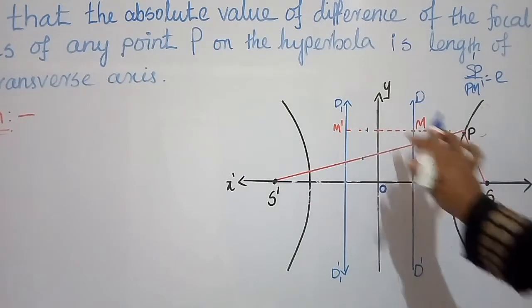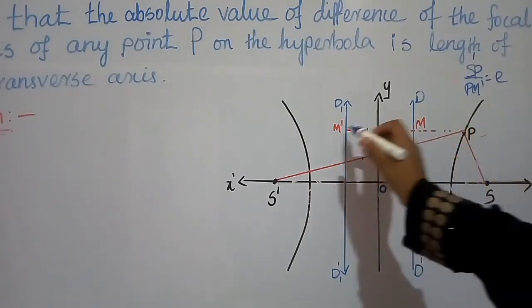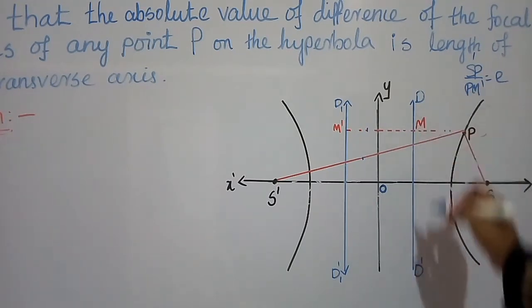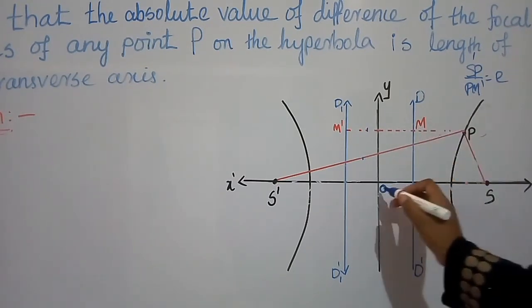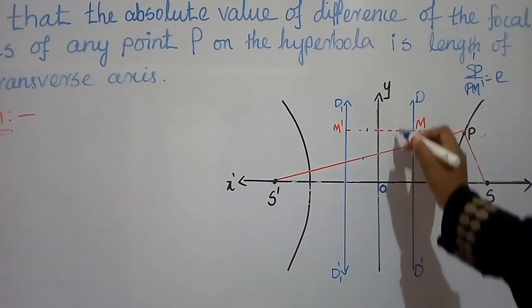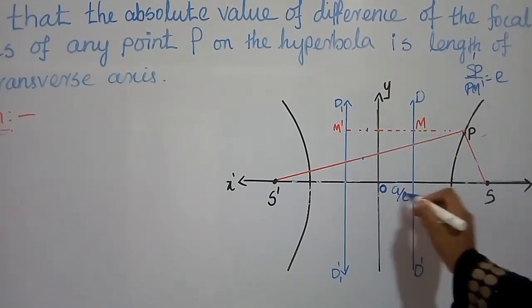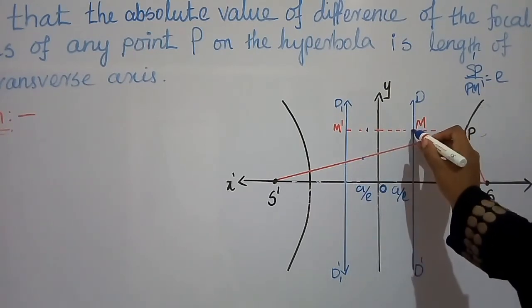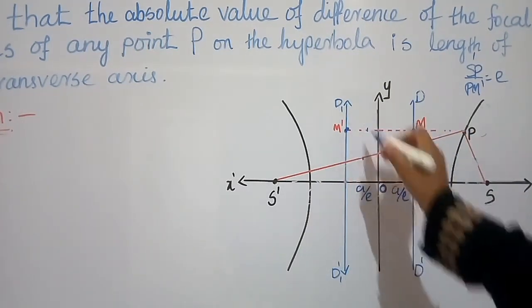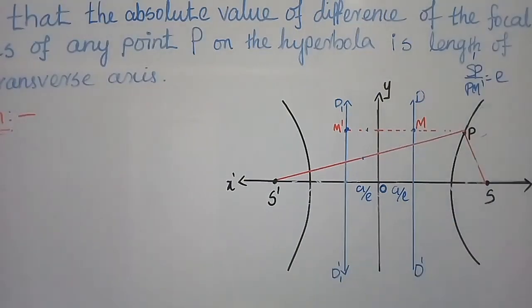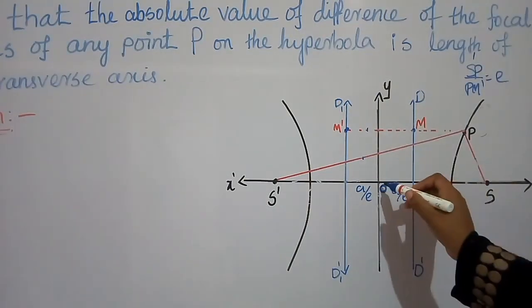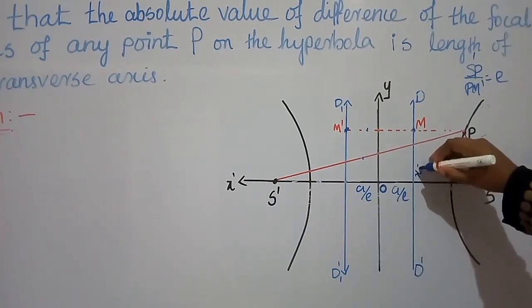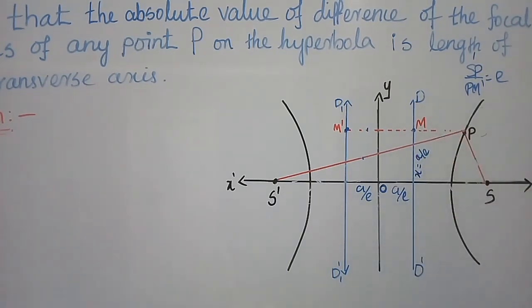Now, what is the distance between M dash and M? See, this D dash is your directrix. So, the distance from the origin to this directrix is A by E, and on this side also it is A by E. So the total distance between M dash and M is 2A by E. Understood? Always the distance from the origin to the directrix is A by E. That's why we write the equation of directrix as x is equal to A by E.